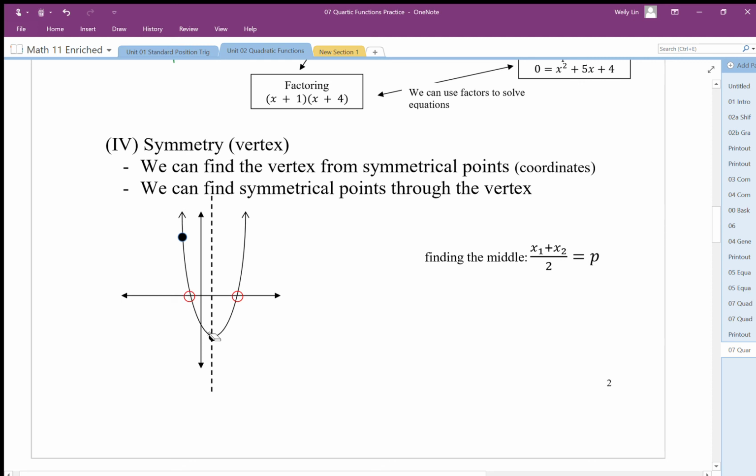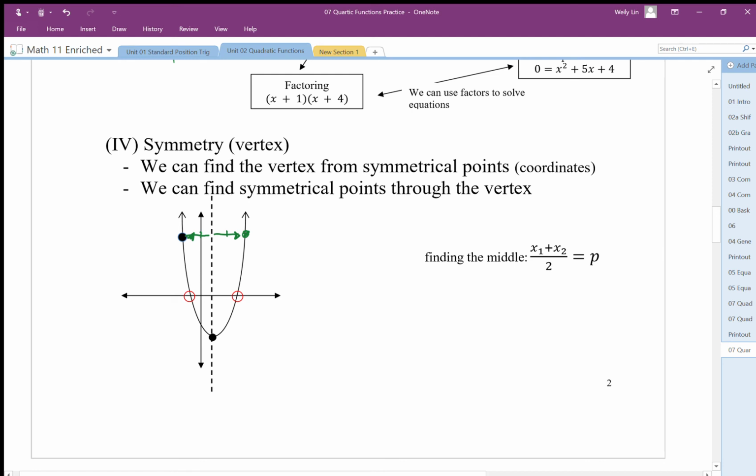So if I have the vertex and I have a coordinate here, I know the symmetrical point must lie equidistant from the center. It's going to be the same distance to the left as it is to the right because of the symmetry of the graph. And we can find the middle point, or we can find any of the exterior points using this formula. It's basically the formula to calculate average: x1 plus x2 divided by 2 gives us the center, which is p.